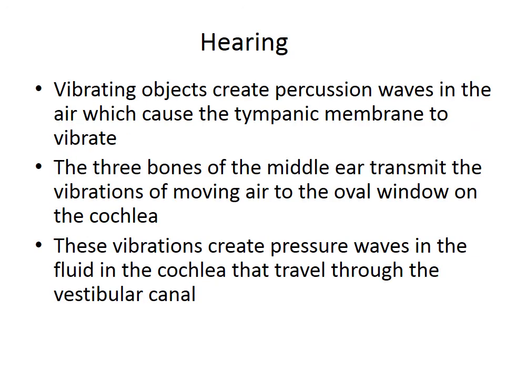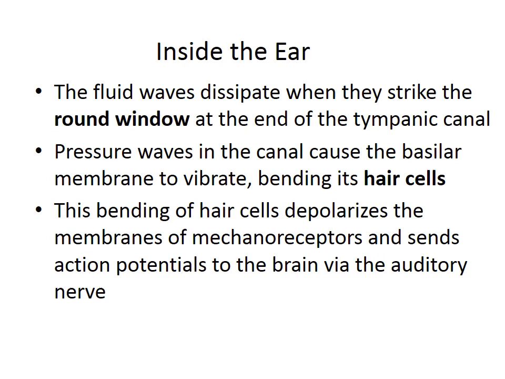Hearing, very, very interesting. So this is a mechanoreceptor sense. Vibrating objects create percussion waves in the air, which cause the tympanic membrane to vibrate. The three bones of the middle ear transmit the vibrations of moving air to the oval window on the cochlea, and these vibrations create pressure waves in the fluid in the cochlea that travel through the vestibular canal. And you've seen this in lower grades, but let's look at it one more time.